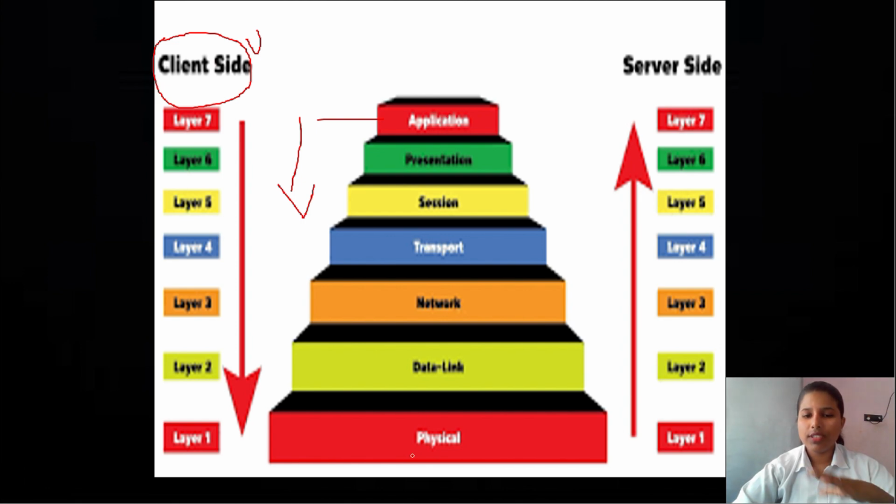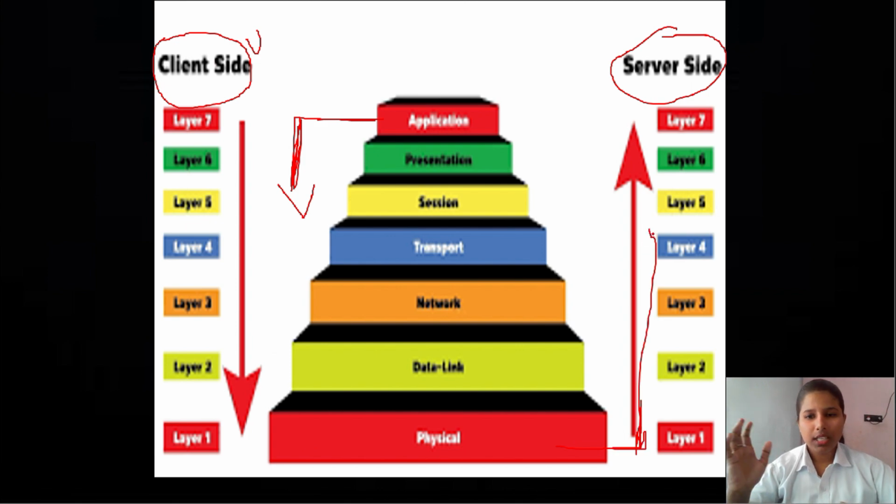And physical means where the zeros and ones are reaching. On the server side, the data from the application layer is transformed into zeros and ones, and it moves from layer 1 up to layer 7 on the server side. So it starts from the client side, goes through these steps, and reaches the server side. This is just a picture representation; you will understand it better by learning more.